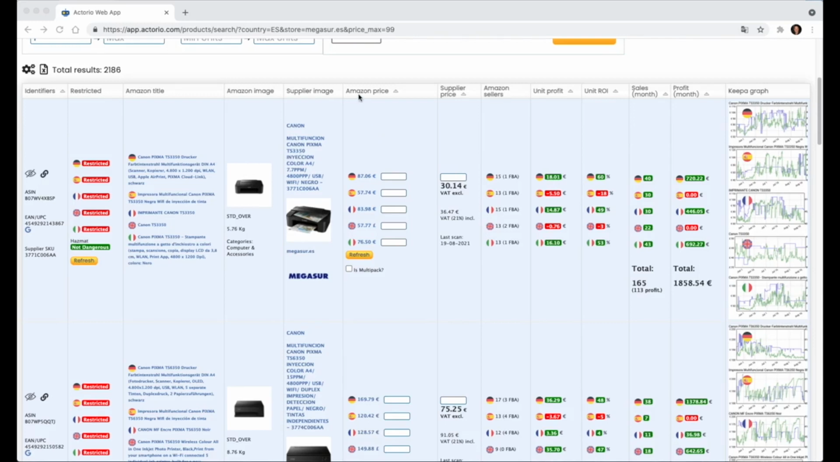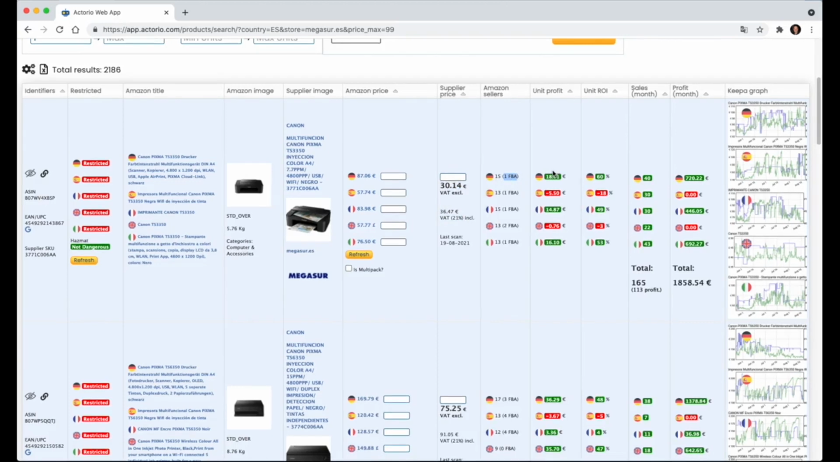Over here, I can see the Amazon price in each one of the marketplaces. And here is the supplier price, which is the price excluding VAT. And this is the price with VAT. The Amazon sellers tell me how many Amazon sellers I'm competing with, including how many FBA sellers, which to my mind really tells you how much competition you have.